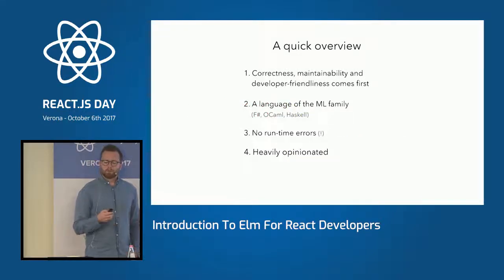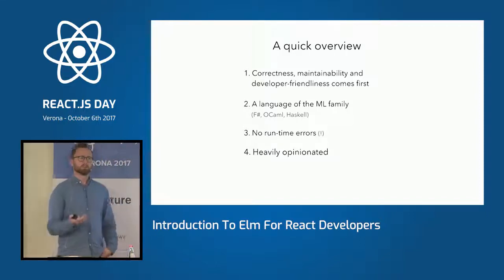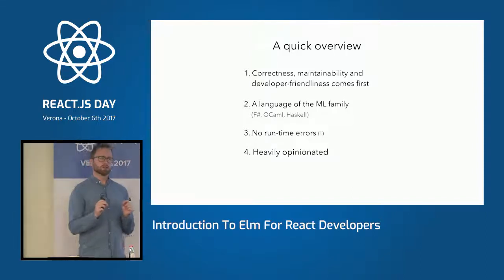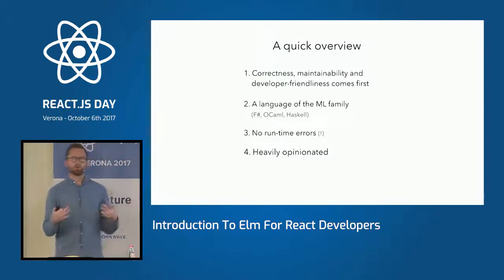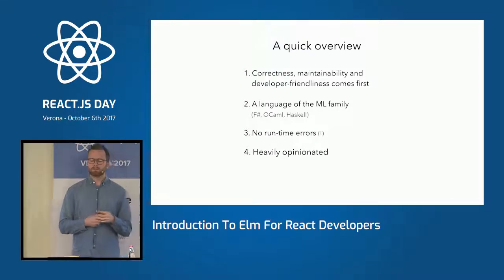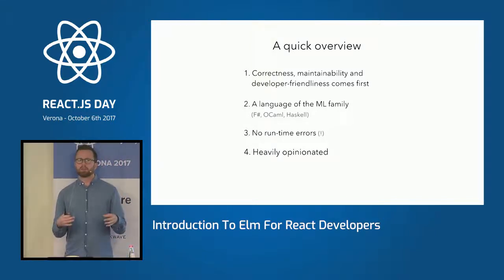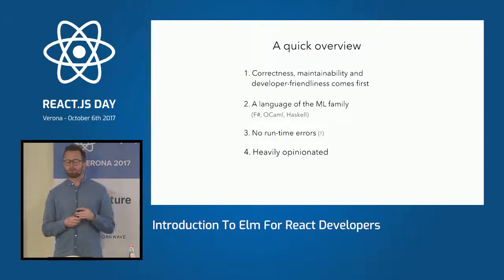So a quick overview of the language. Correctness, maintainability, and developer friendliness comes first. That's the main focus of the language, making it a nice experience for us, developers, to be coding applications. And when I say correctness, I mean that your code will run without errors and hopefully also produce the correct result. So it's a language of the ML family that's similar to Haskell, F#, or OCaml, and those languages were originally used for doing mathematical proofs. So correctness is very important in a lot of those languages.